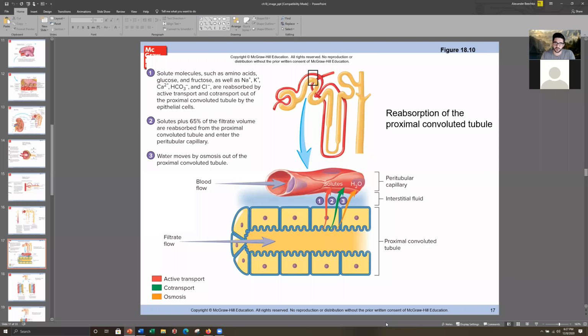Co-transport is usually reserved for things like different kinds of buffers, like bicarbonate, but also things like sugar molecules, like glucose and fructose. Okay, so all of those things can be transported through these cuboidal epithelia of the proximal convoluted tubule into either the interstitial space or that peritubular capillary, which is just an extension off of the efferent arteriole.